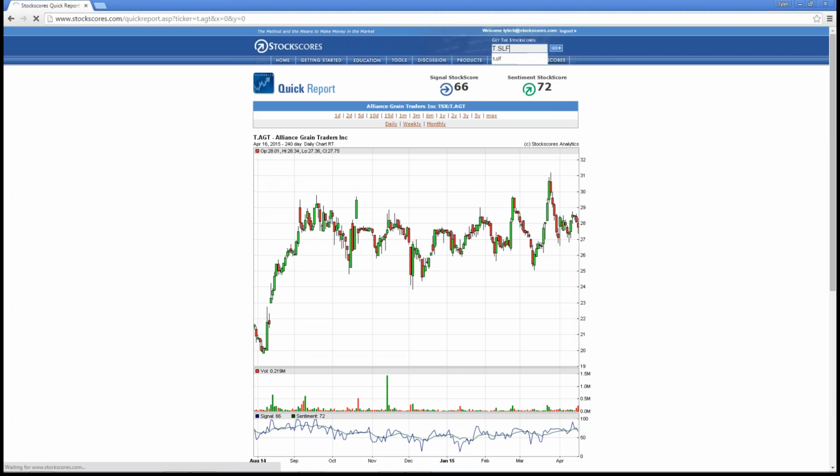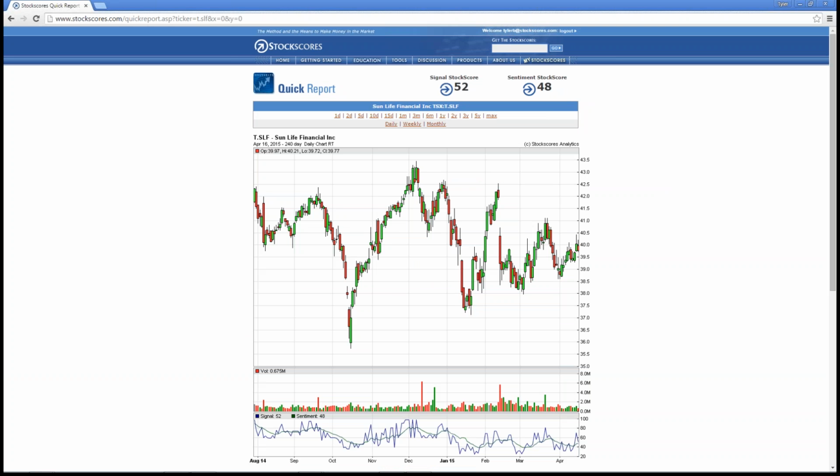T.SLF. If you own it, though, I'd stick with it. It looks all right. SLF, something I wouldn't really want to jump into just yet. It doesn't have a good chart yet. That could change tomorrow, but as it is right now, I would call it a neutral chart, and so not something I would buy.